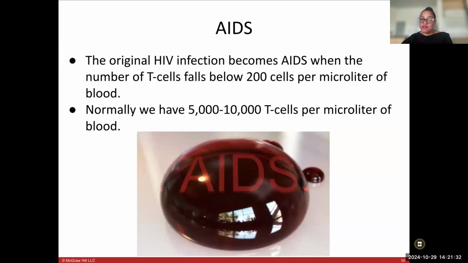The original HIV infection becomes AIDS when the number of T cells falls below 200 cells per microliter of blood. Normally, we have 5,000 to 10,000 T cells per microliter of blood. A microliter is a very, very tiny drop. But once HIV has killed most of them, it becomes AIDS.